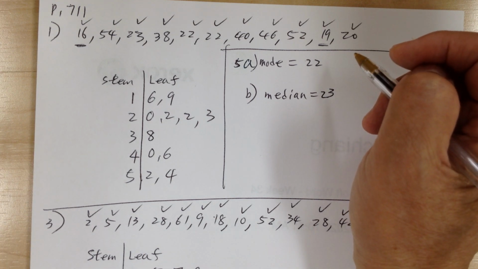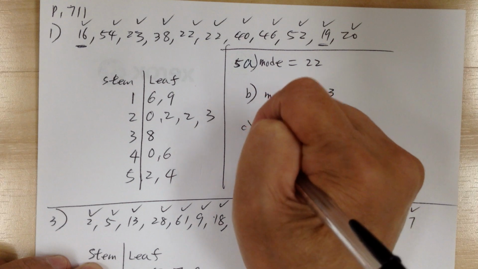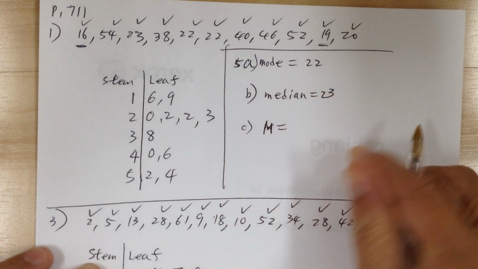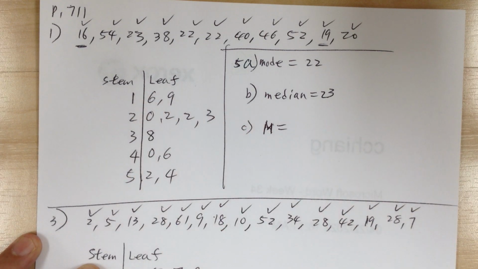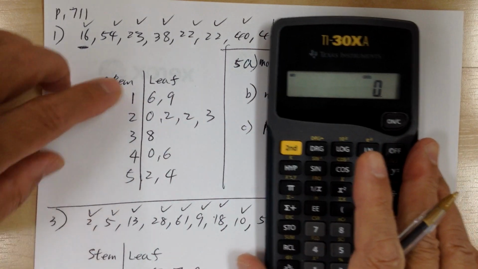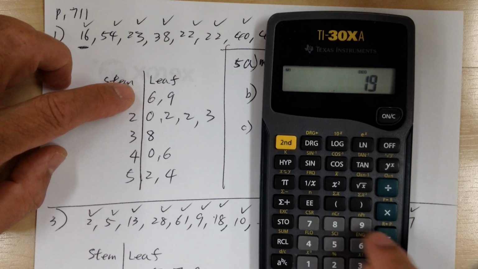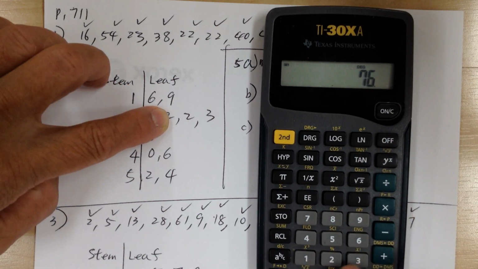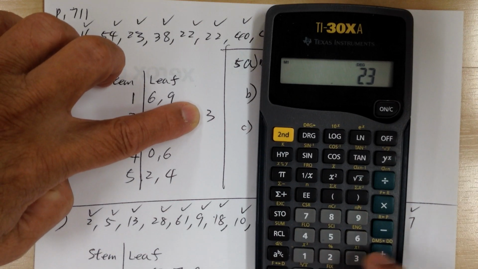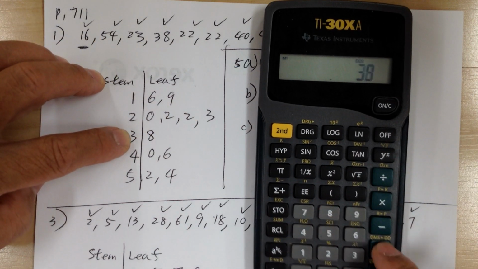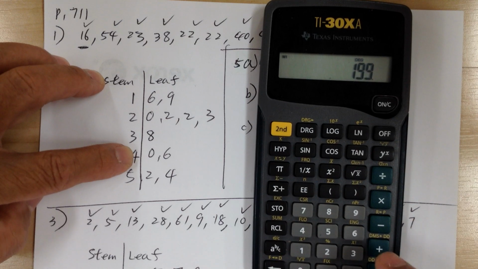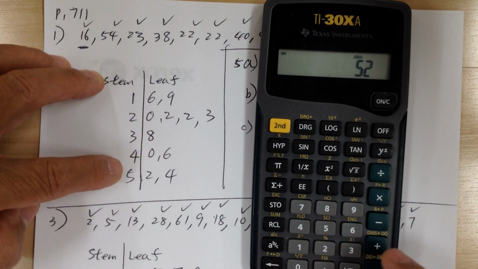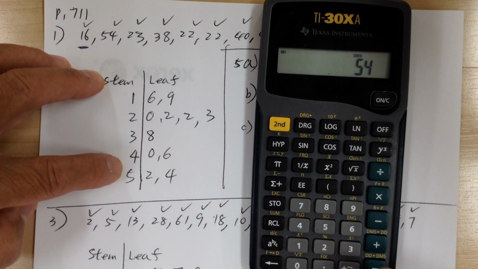And next one, you want to find the mean, okay? The mean is a capital letter M. Okay, so mean is the average. So you have to add all this together and divide. Okay, so you got 16 plus 19 plus 20 plus 22 plus 22 plus 23 plus 38 plus 40 plus 46 plus 52 plus 54 equals.